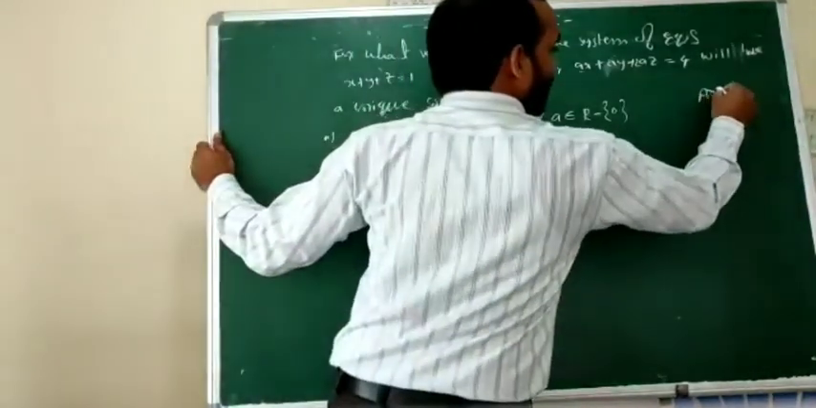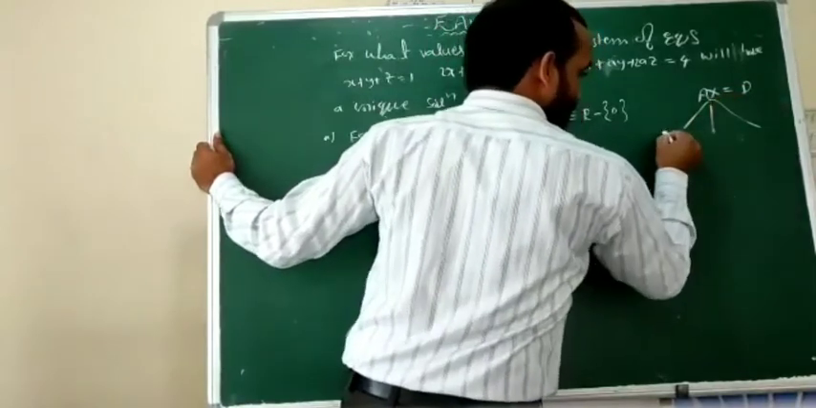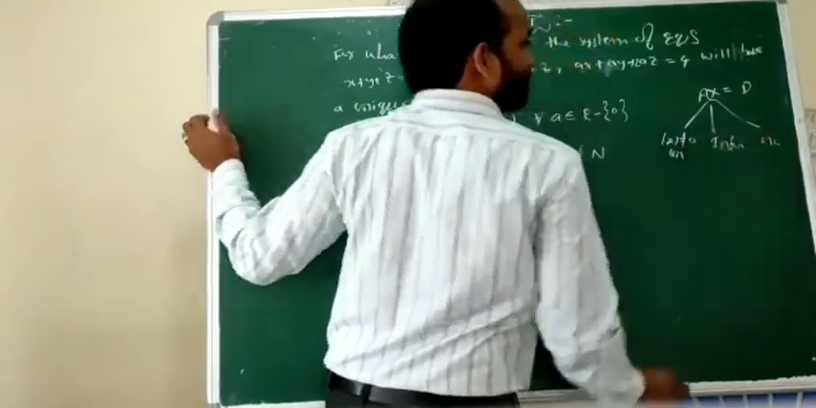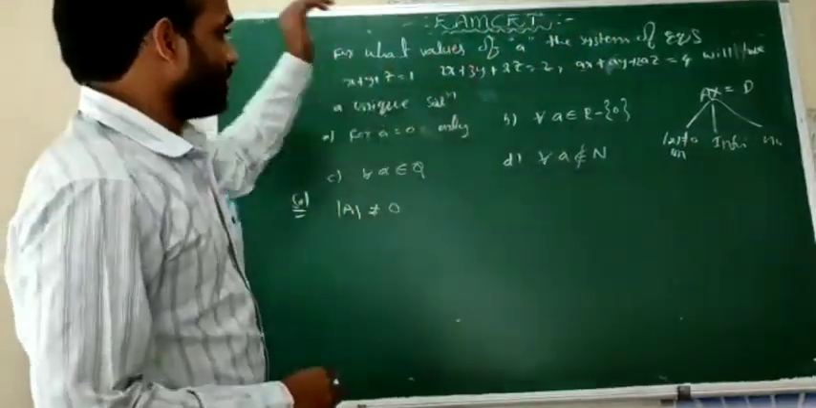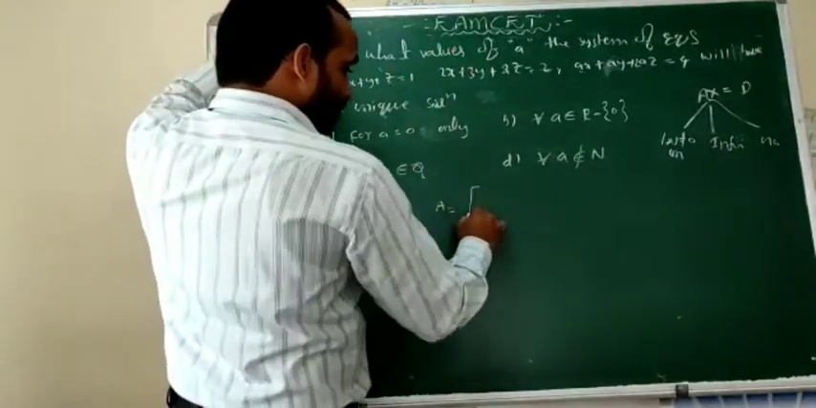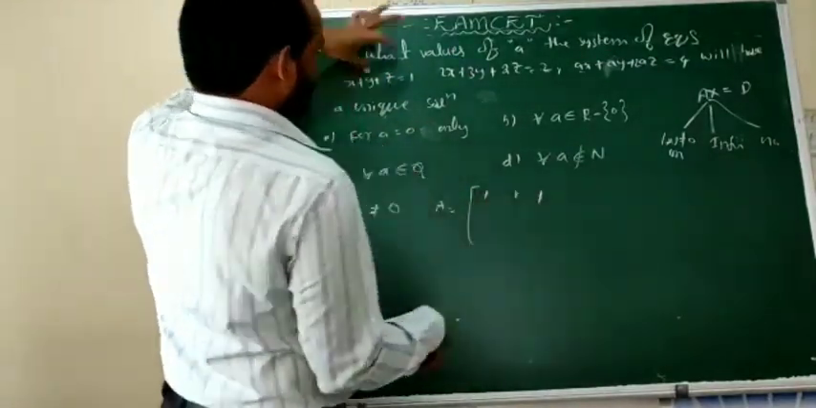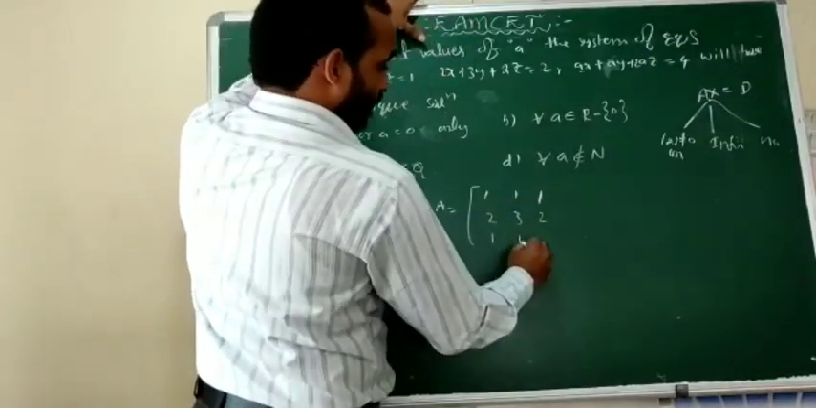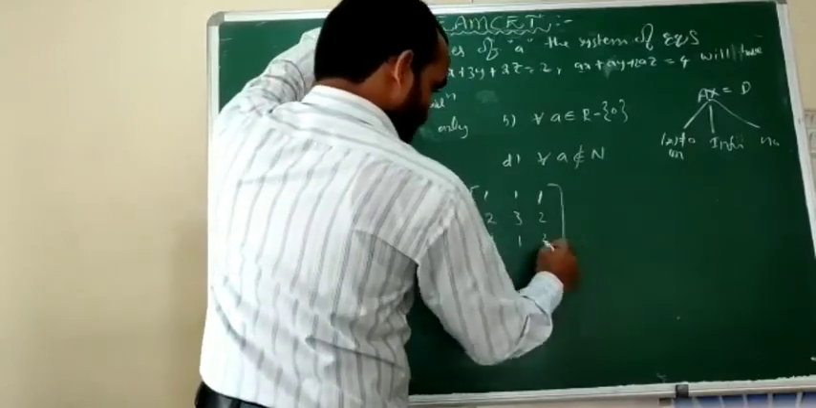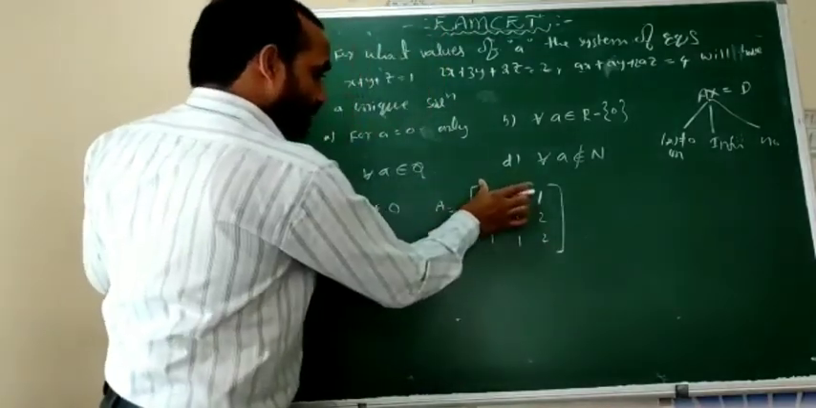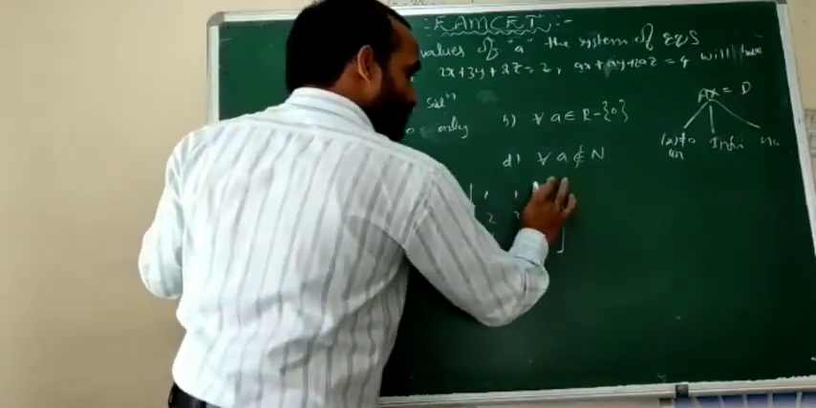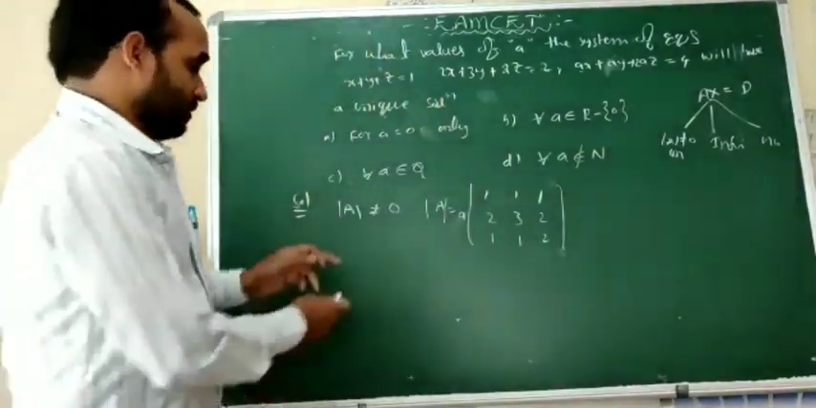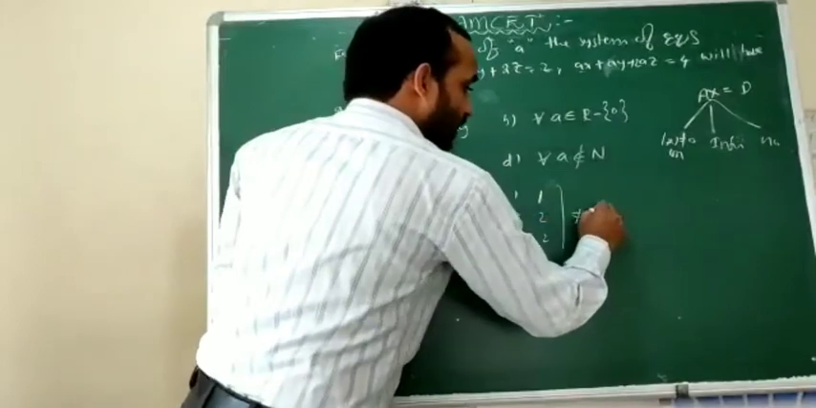That is a type of AX equals D form. There are 3 cases: determinant not equal to 0 gives a unique solution, otherwise infinite number of solutions or no solution, using row transformation. So very simple. A matrix is 1, 1, 1; next 2, 3, 2; next 1, 1, 2, multiplied by A. Very simple process: determinant of A, with A multiplied in. So determinant not equal to 0, here also not equal to 0.